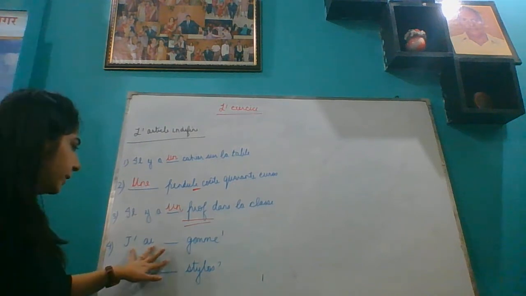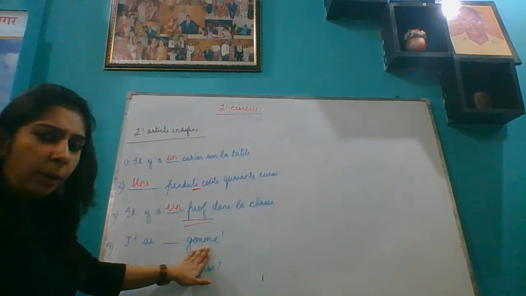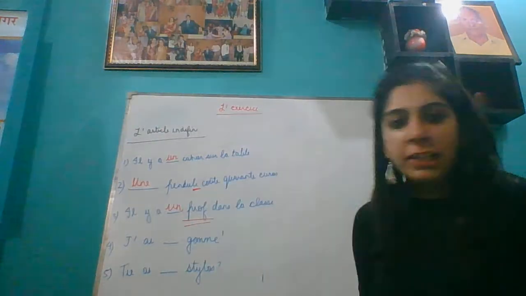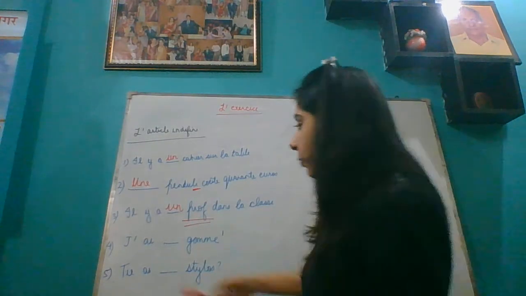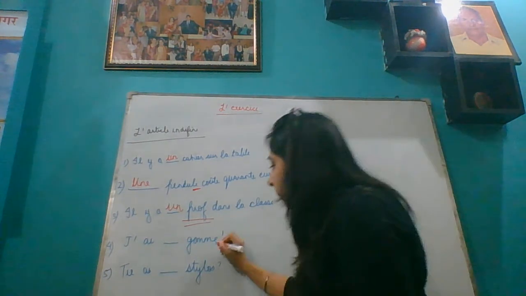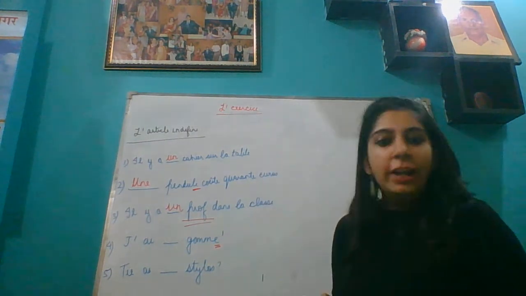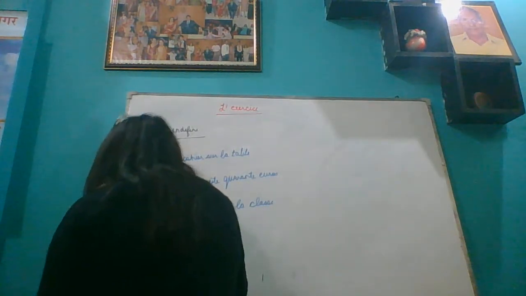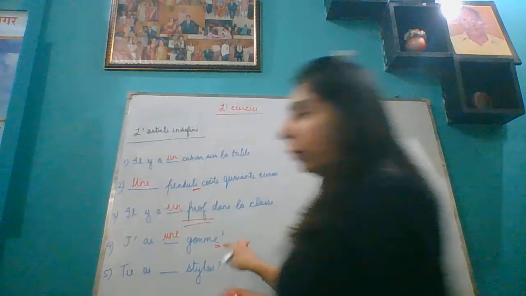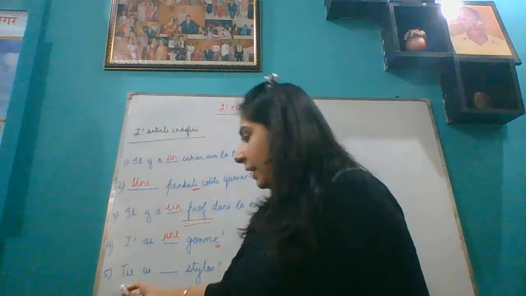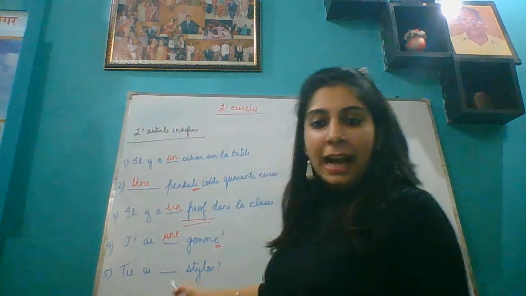Moving on to next. J'ai dash gomme. I'll explain what gomme is. Gomme is an eraser. Now if you see, gomme, the E is there, so it's feminine. So we will use the feminine singular article. J'ai une gomme. I have a rubber.